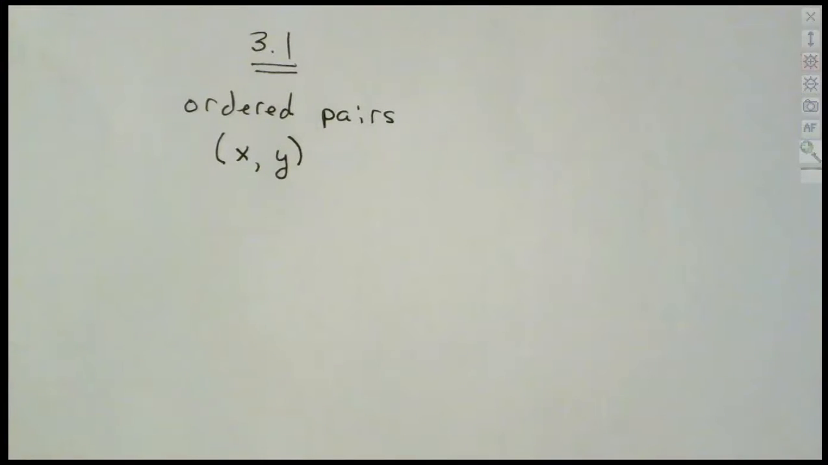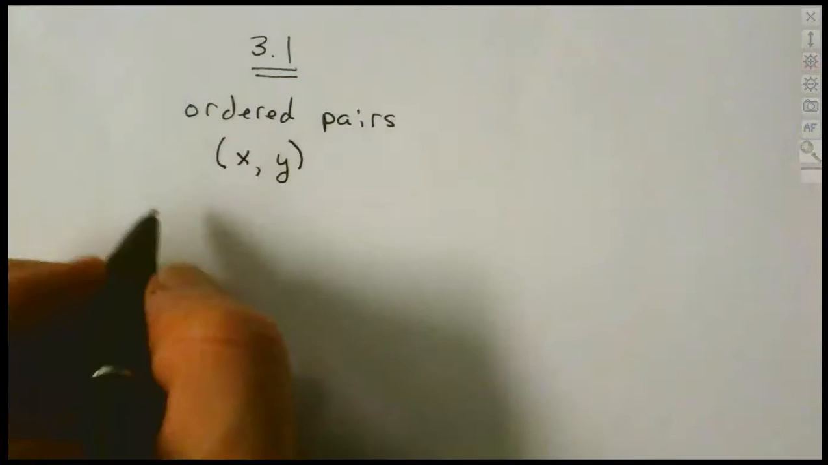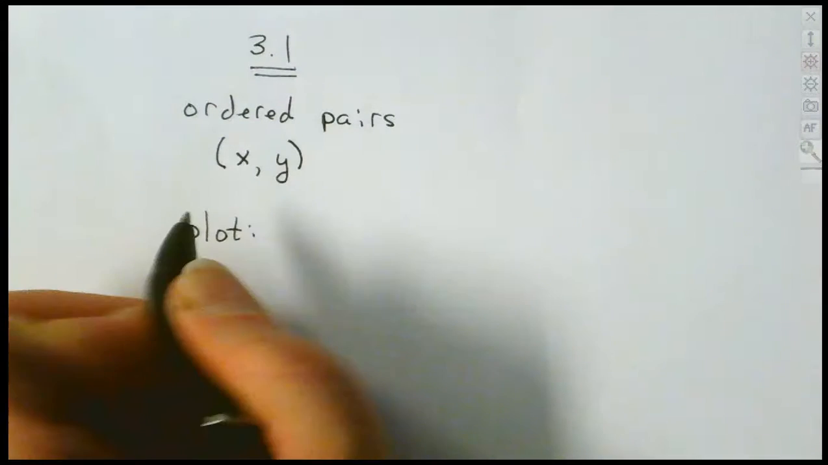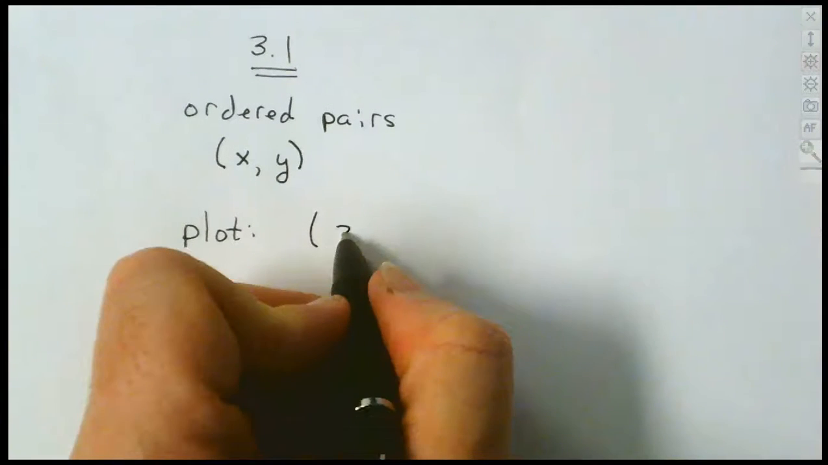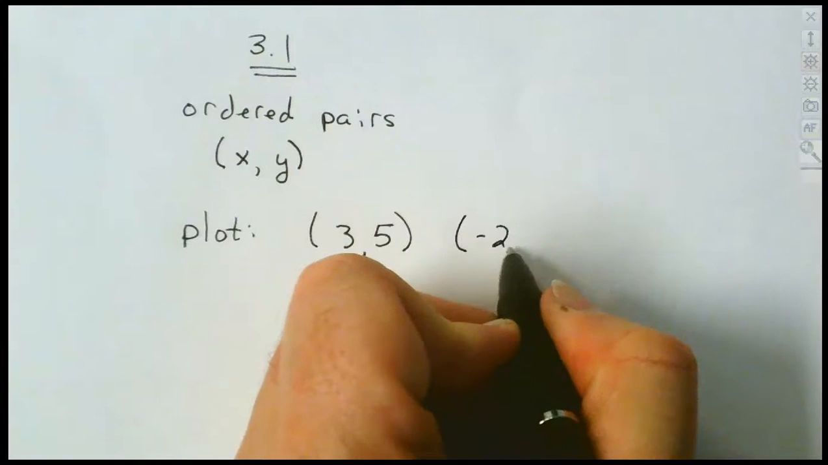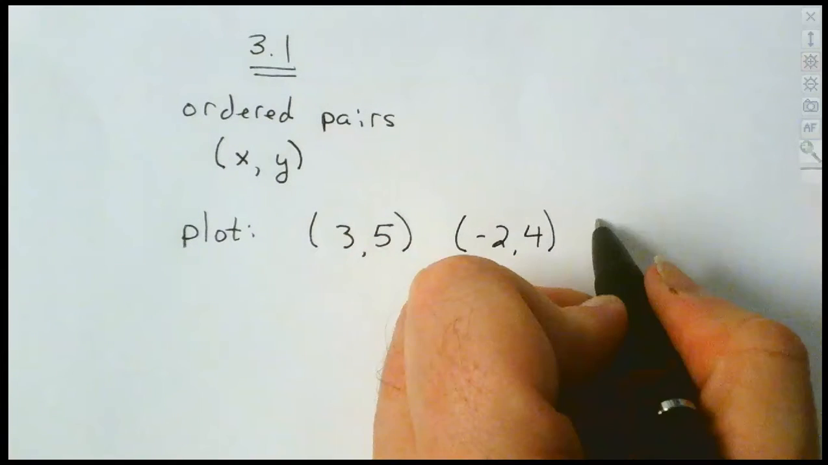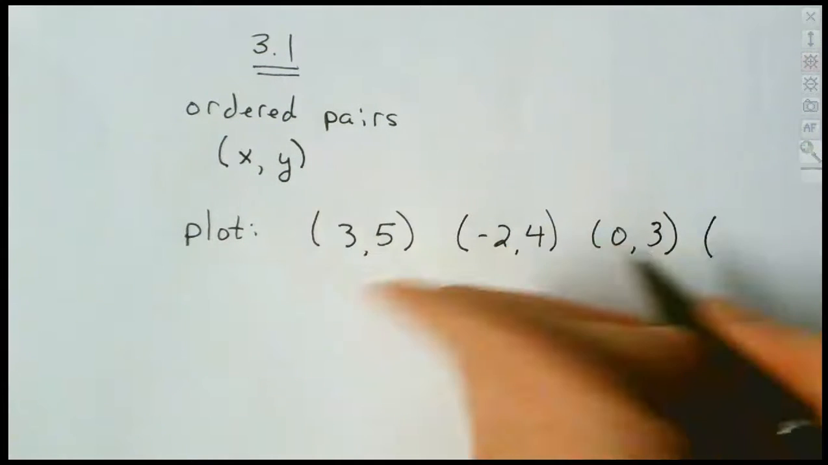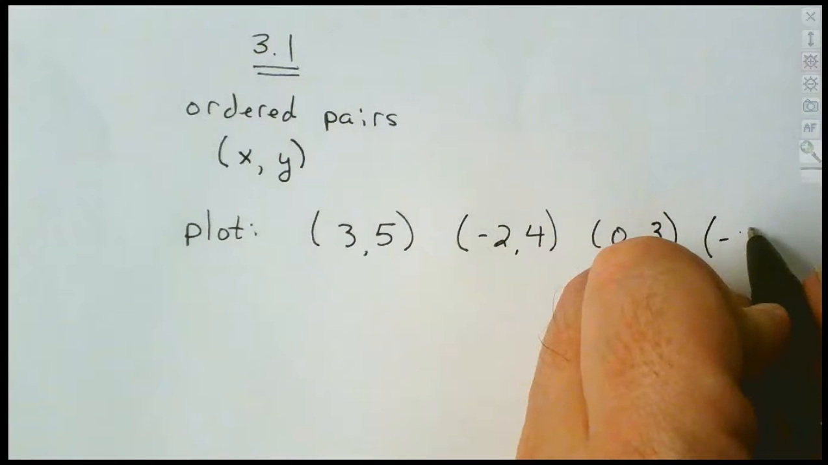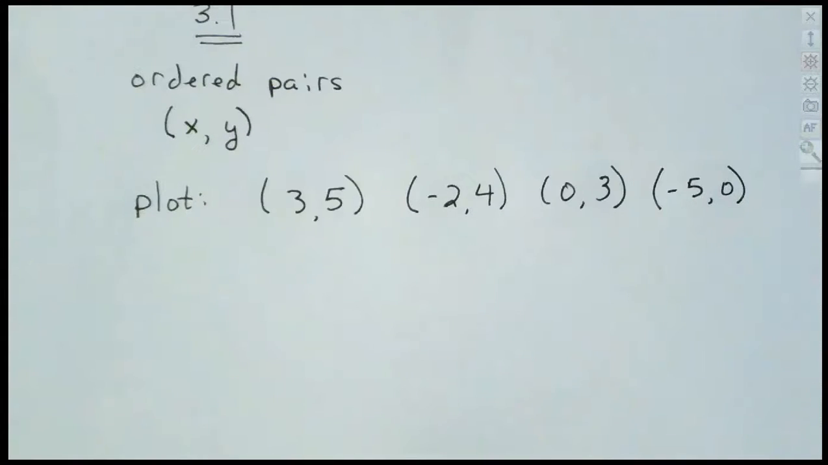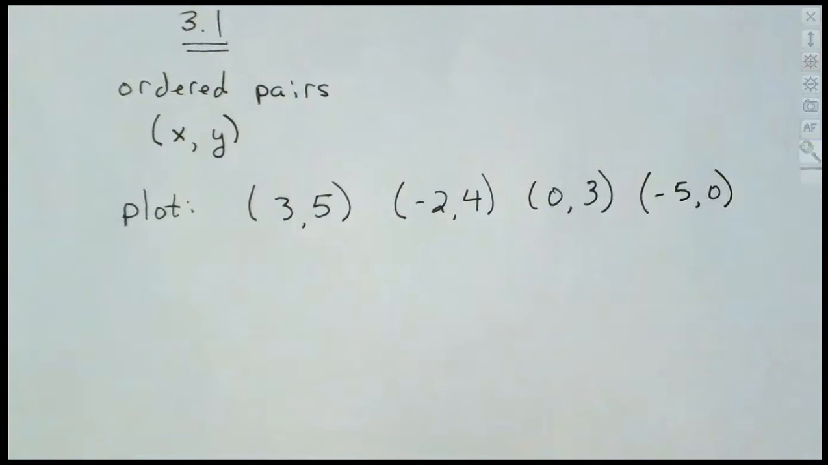Okay. Now what we can do with ordered pairs is we can plot ordered pairs. So let's try and plot the following ordered pairs. How about 3, 5? How about -2, 4? How about 0, 3? And how about -5, 0? So we're going to learn how to plot these points.